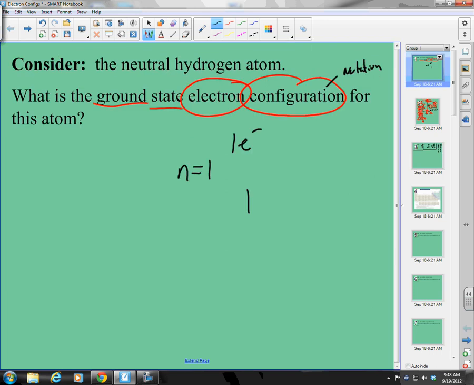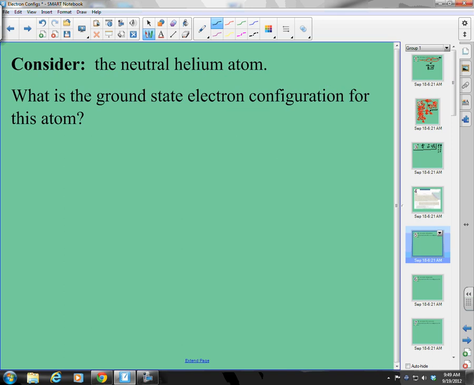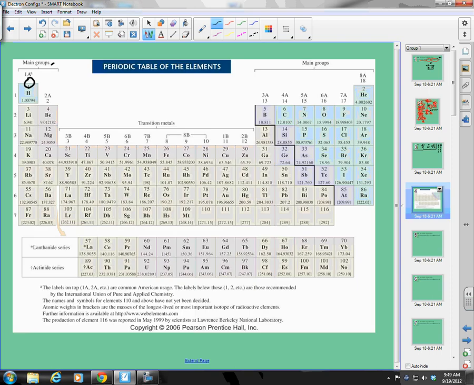I go where? I go to the 1s, and how many electrons do I place there? 1, and so my electron configuration for hydrogen is 1s1. Moving on, consider the neutral helium atom. Okay, helium. Where's helium? Here's helium. How many electrons does it have? Well, it has 2 protons, so when it's neutral, it has 2 electrons.